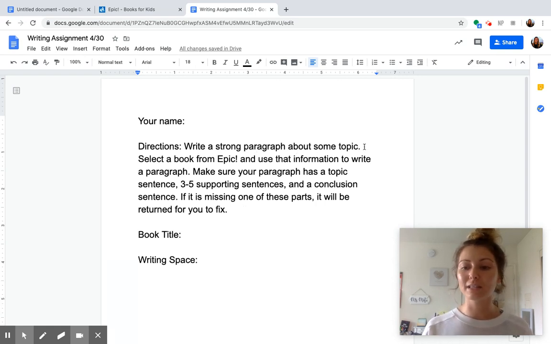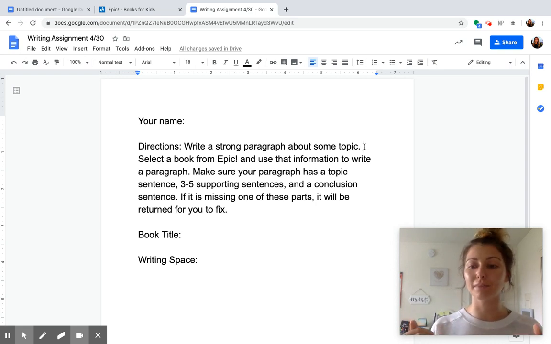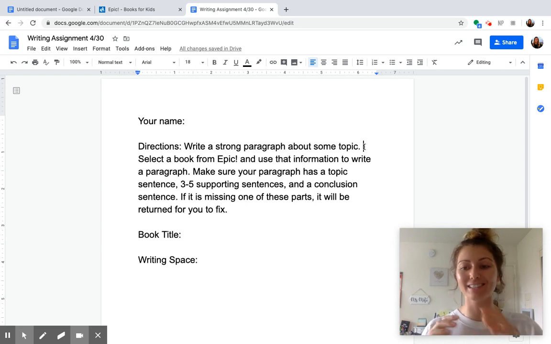Make sure when you're selecting a book that it is a nonfiction text. It's teaching you something so that you can use that information to write your paragraph and teach your reader something. Select a book from Epic and use that information to write a paragraph. Make sure your paragraph has a topic sentence, 3 to 5 supporting sentences, and a conclusion sentence. If it is missing one of these parts, it will be returned for you to fix.